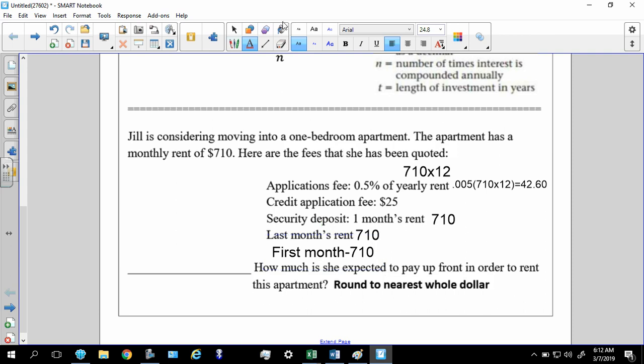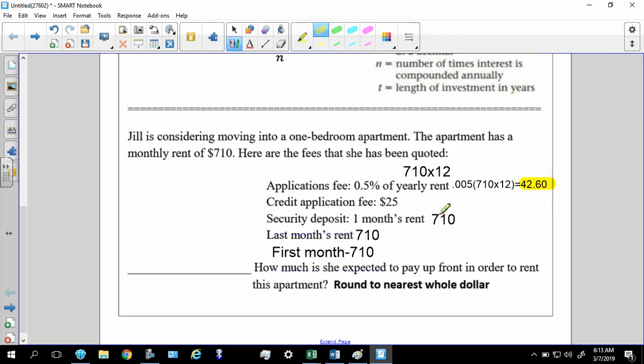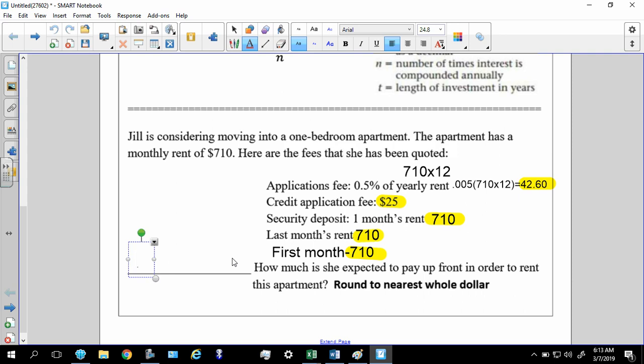All right. So I'm going to add 4260, 25, 710, 710, 710. And when I add all that, my answer ends up being $2,198.